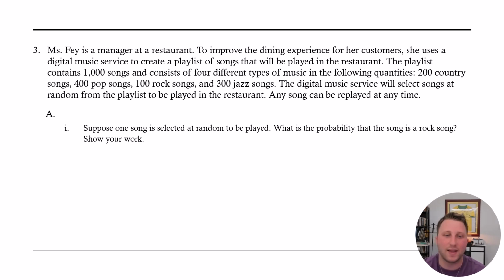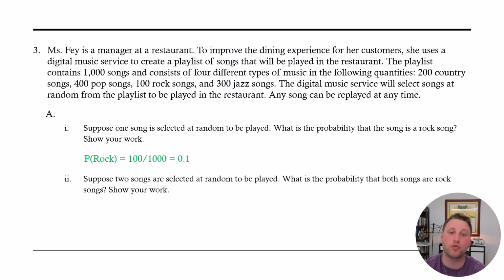Part A-I says, suppose one song is selected at random to be played. What is the probability that that song is a rock song? It asks us to show our work. So I'm just defining the word rock as an event that represents a rock song being chosen to be played. And the number of rock songs is 100. The total number of songs is 1,000. And again, they're all equally likely. So 100 over 1,000 is our probability, 0.1 or 10% chance of a rock song being played.